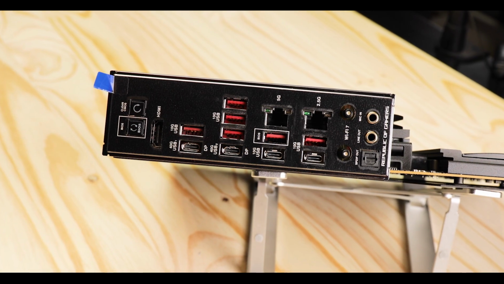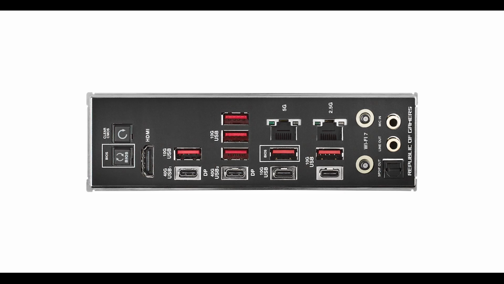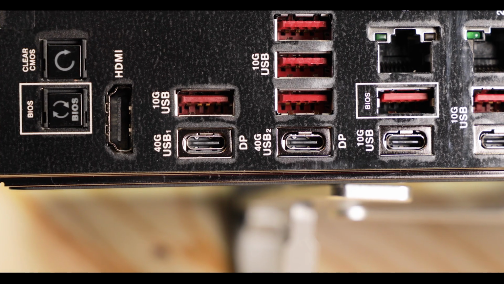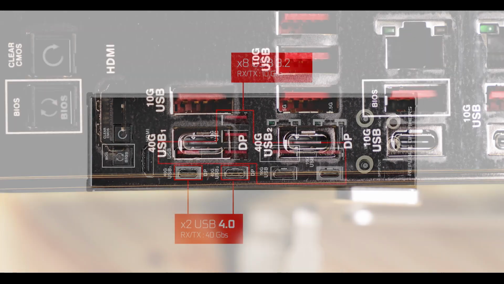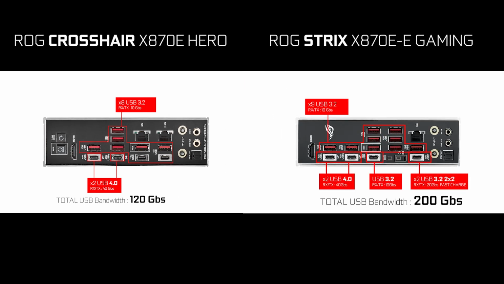Now, going to greener pastures, back IO-wise, we have a bunch of high-end 10 gigabit plugs, including Type-Cs, but what I really wanted you to pay attention to are the USB 4 plugs, and they're 40 gigabit worth of bandwidth each, which are here, and bring the total USB bandwidth of this back IO to 120 gigabit per second. Now, that is less than what you'll find on the Strix, but again, the Strix is not a dual GPU motherboard.